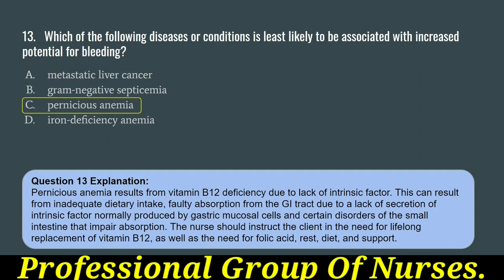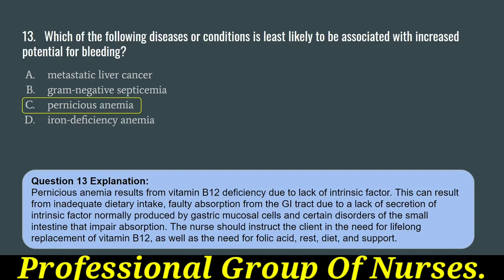Pernicious anemia results from vitamin B12 deficiency due to lack of intrinsic factor. This can result from inadequate dietary intake, faulty absorption from the GI tract due to a lack of secretion of intrinsic factor normally produced by gastric mucosal cells, and certain disorders of the small intestine that impair absorption. The nurse should instruct the client in the need for lifelong replacement of vitamin B12, as well as the need for folic acid, rest, diet, and support.